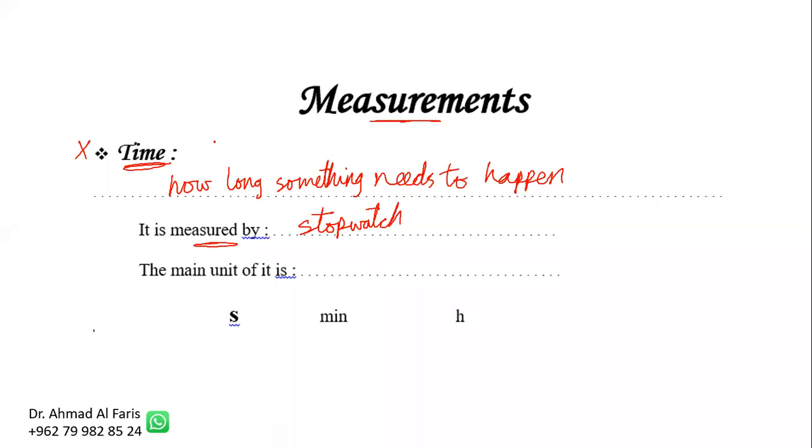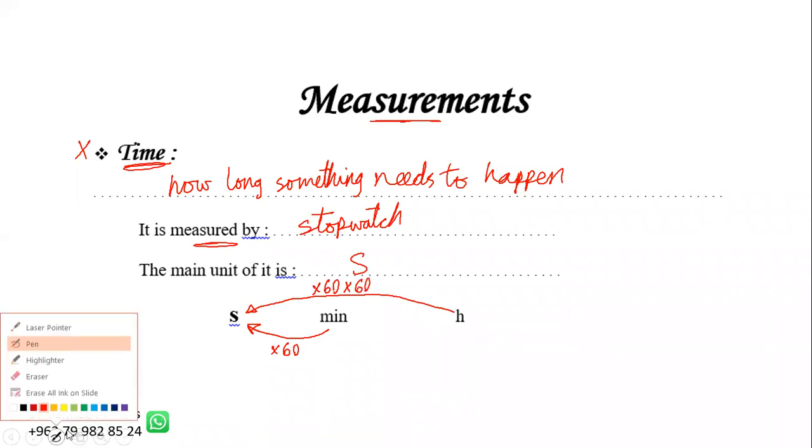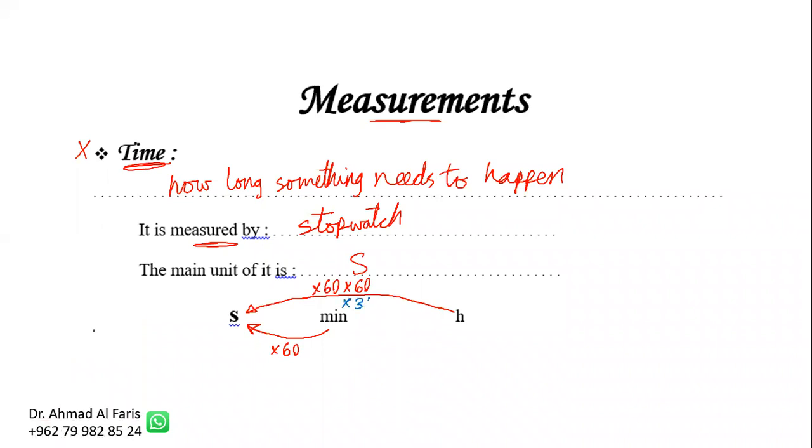Yes, the main unit of time is seconds, so we have to know how to convert minutes into seconds, which is multiplied by 60. Or hours, how can we convert them into seconds? Multiplied by 60 minutes and multiplied by 60 seconds. So I multiply by 60 twice, that means I multiply by how much? 3600. Yes.